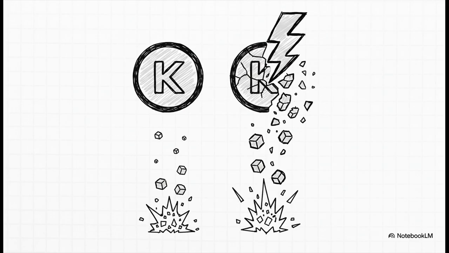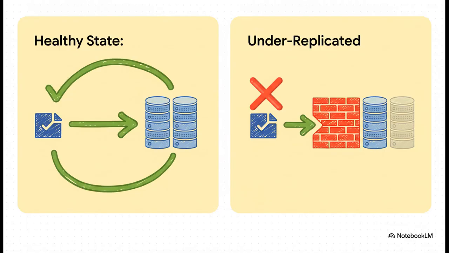And this is where it gets scary. Because now, with only 2 in-sync copies, if you lose just one more broker, could be the leader, could be the other follower, Kafka might have no guaranteed up-to-date replica to take over. And that's how permanent data loss happens. It's that simple. But this isn't just some far-off risk. This can hit you right now.